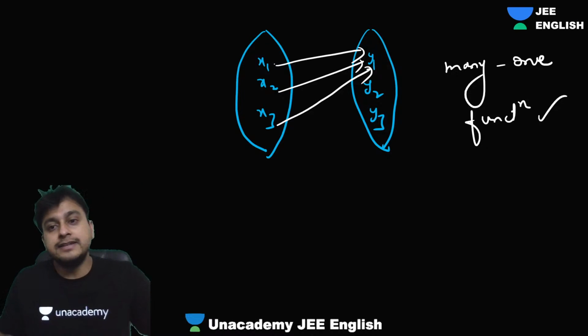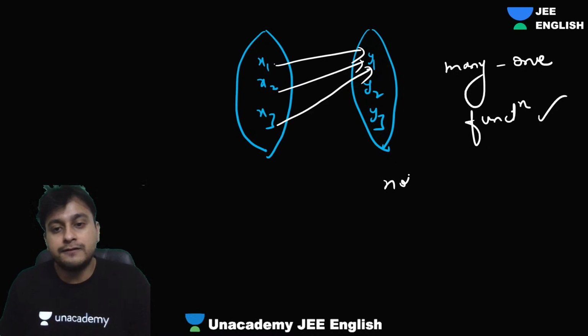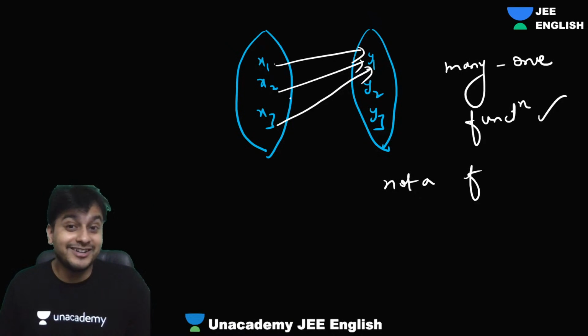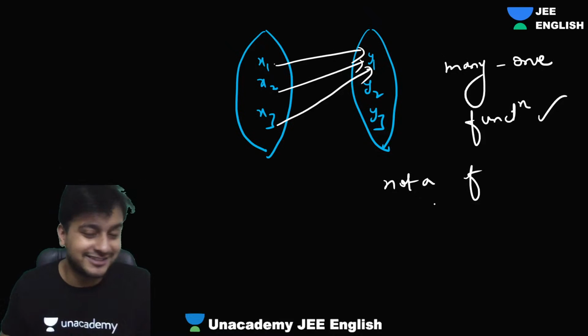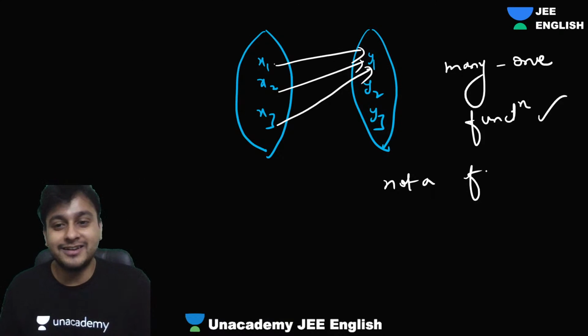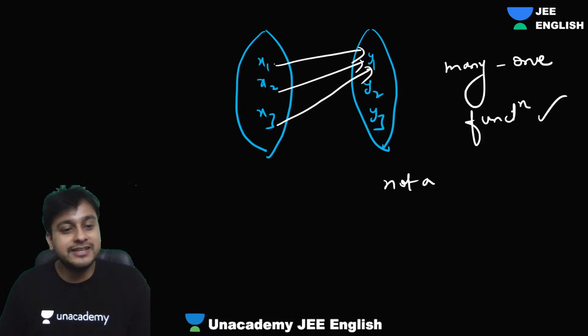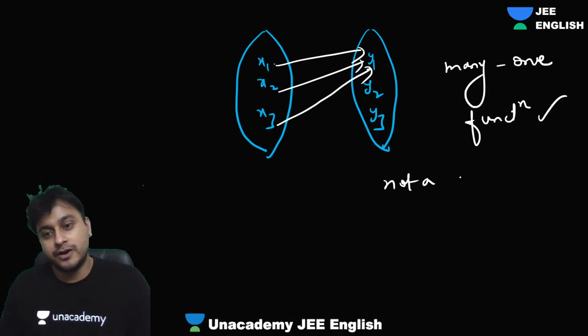Okay. So guys, this is not a one-one function. I hope everyone understood. First of all, it should be a function. Don't disrupt the definition of function. It is a function, but not one-one. You can say it is a many to one function, not a one-one function. Everyone clear?